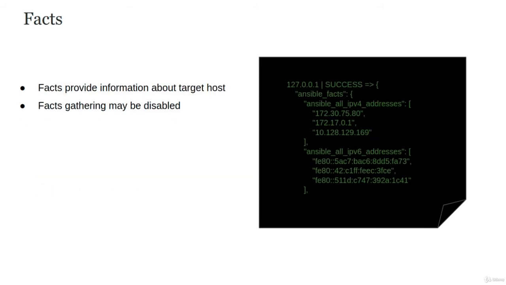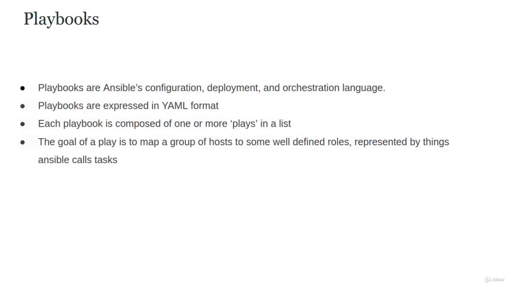Facts is a special type of Ansible variables. Each time when Ansible is executed on a host, the first task which Ansible is doing is gathering information about this host. In this example, it's just a small output of Ansible facts gathering. But facts gathering can be disabled if you need to do it.